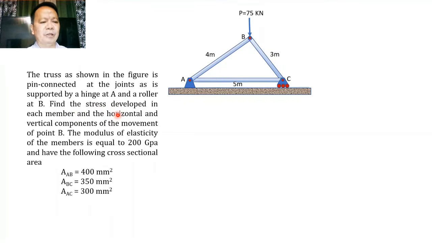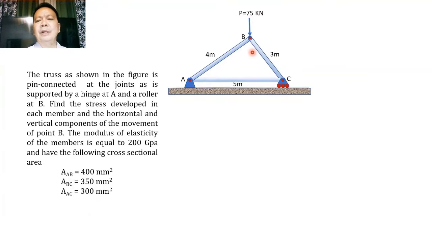Find the stress developed in each member of the truss and the horizontal and vertical components of the movement of point B when the modulus of elasticity of the truss is equal to 200 GPa and have the following cross-sectional area. The cross-sectional area of member AB is 400 square millimeter. The cross-sectional area of member BC is 350 square millimeter. And that of member AC is 300 square millimeter.